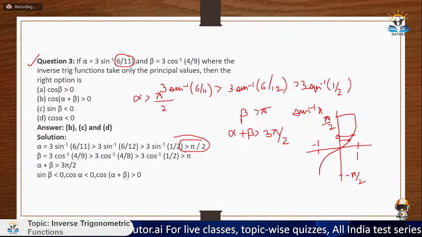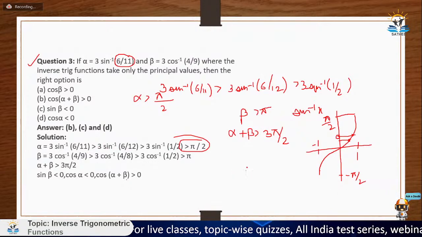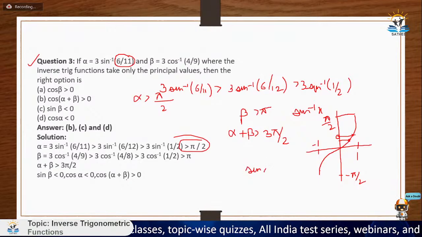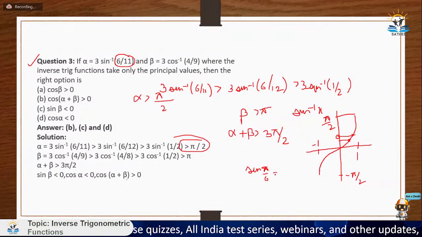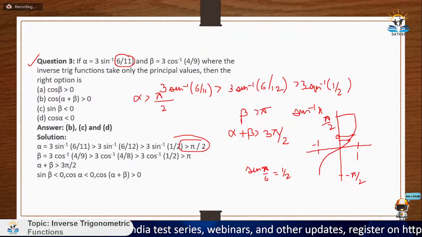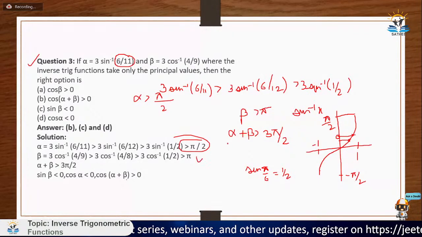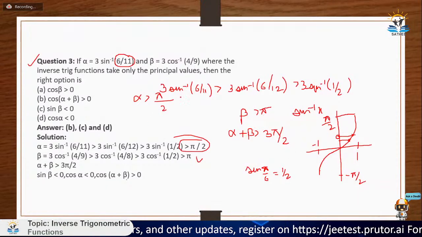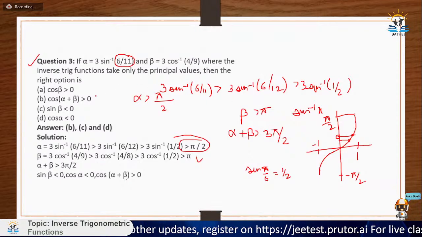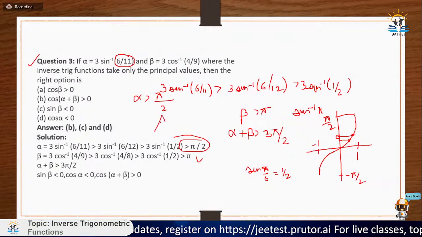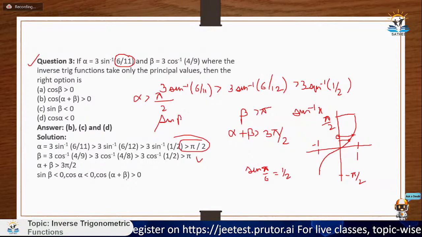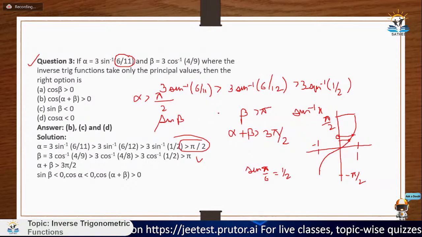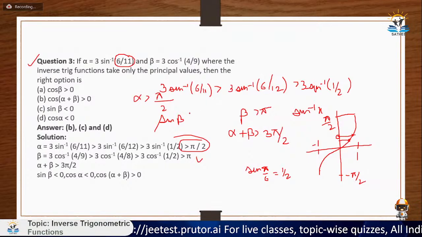Then 6 by 12 is nothing but half, and sine inverse half is equal to pi by 6. We know that sine pi by 6 is equal to half. That's why sine inverse half is equal to pi by 6, and pi by 6 into 3 is pi by 2. That's why we are getting here pi by 2. Similarly, we are getting here pi, and alpha is greater than pi by 2, beta is greater than pi, and alpha plus beta is greater than 3 pi by 2. Now we can see that since beta is greater than pi, sine beta, and sine pi is nothing but 0. So basically, sine beta would be less than 0.